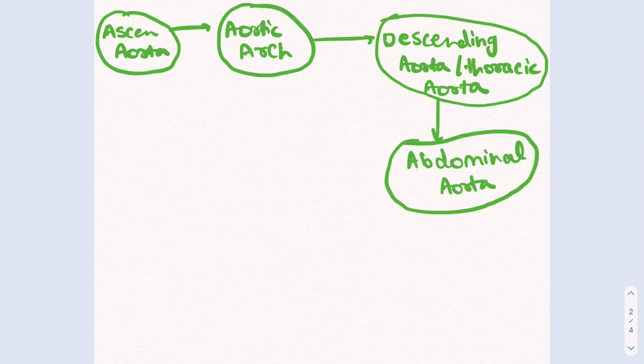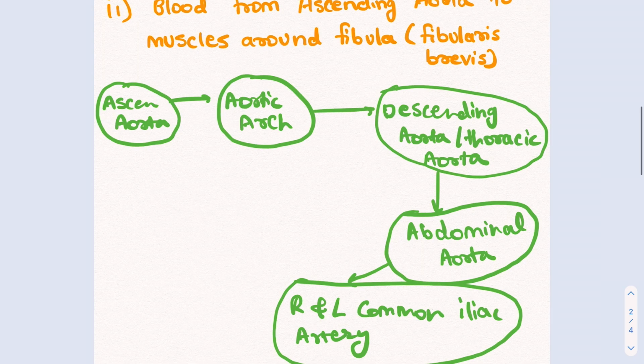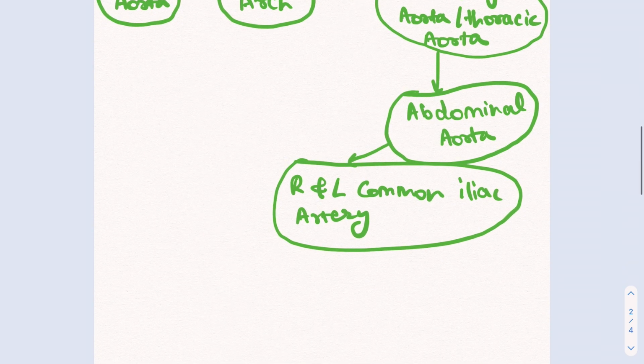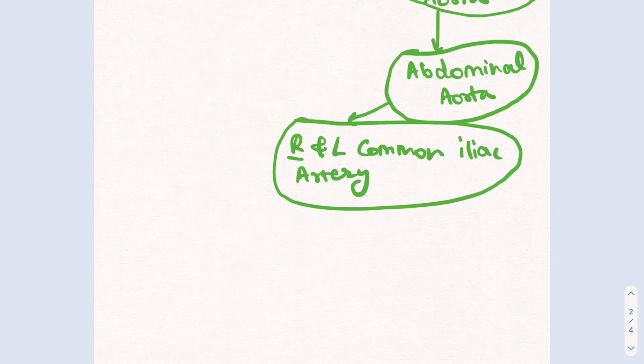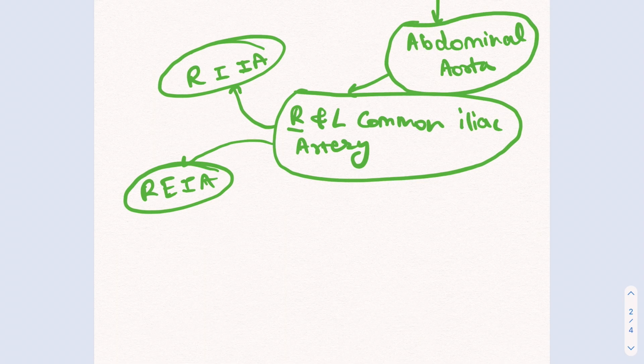From abdominal aorta, it splits into right and left common iliac artery. Let's say we're taking the right side, because let's just say it's right fibula. So in that case, we're taking the right common iliac artery. From right common iliac artery, it splits into right internal iliac artery or right external iliac artery. We have to take the right external iliac artery pathway.